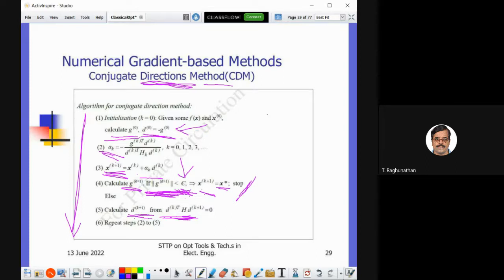There is quite a lag between my writing and you seeing. Okay. So once you have d of k plus 1, again you go through this. If you have d of k plus 1, you calculate alpha of k plus 1, x of k plus 2, etc. This is an iterative procedure till the stopping criterion is satisfied. All right. So that's how the conjugate directions method works.